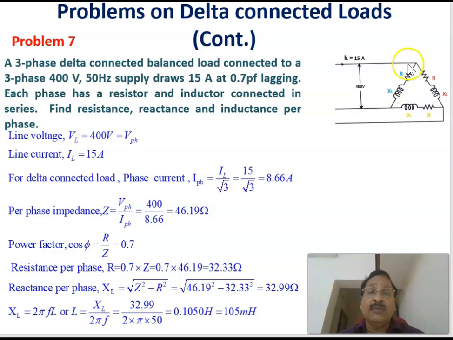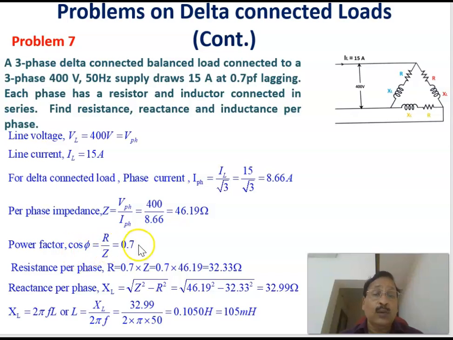Now to calculate the phase current, the current flowing through each phase, which is equal to line current divided by root 3: 15 divided by root 3, which is 8.66 amperes. So this current is equal to 8.66 amperes, and this voltage is equal to 400 volts. Then you can find out the impedance per phase. That is this voltage divided by this current, 400 divided by 8.66, which is equal to 46.19 ohms. So the per phase impedance is equal to 46.19 ohms.